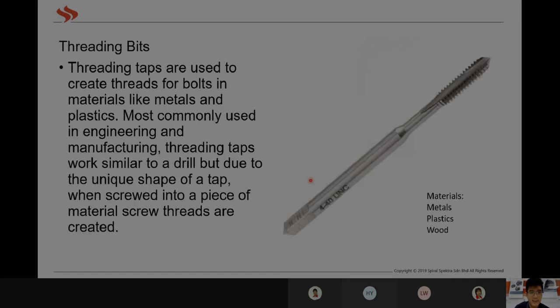And I have threading bits. Now this is not exactly suitable to use with drills, but it's still a drilling bit. Threading bits are used to create threads for bolts in materials like metals and plastics. Commonly used in engineering and manufacturing, threading taps work similarly to a drill, but due to the unique shape of a tap, when screwed into a piece of metal, threads are created. Same used in plastic, wood, and metals.